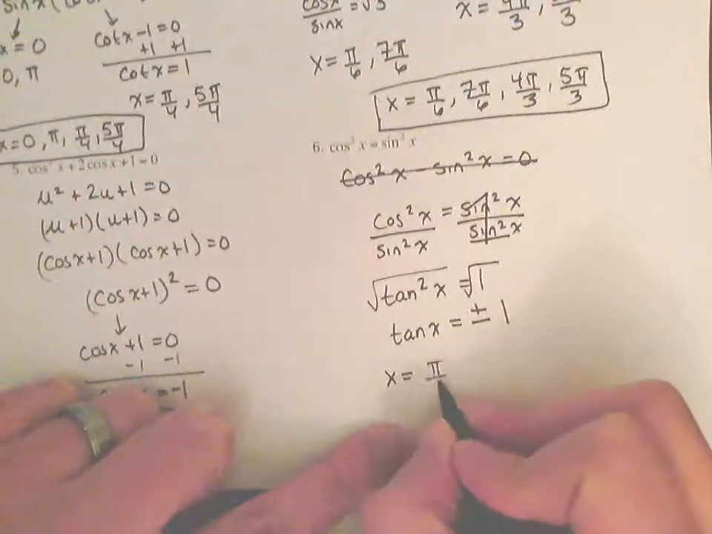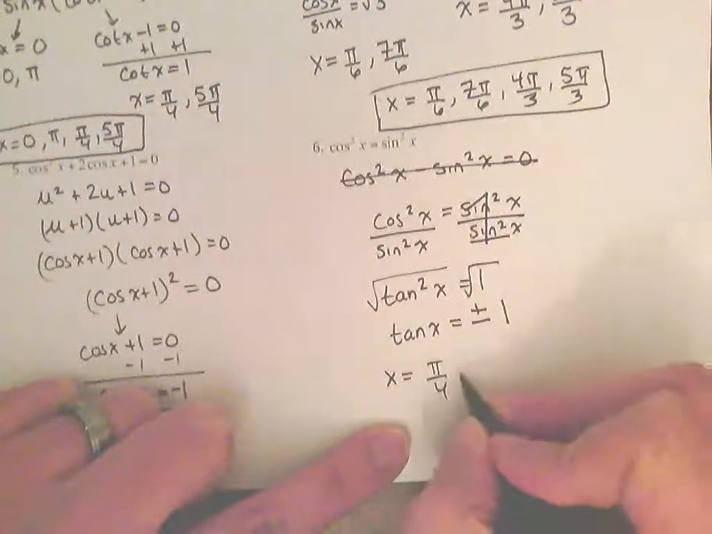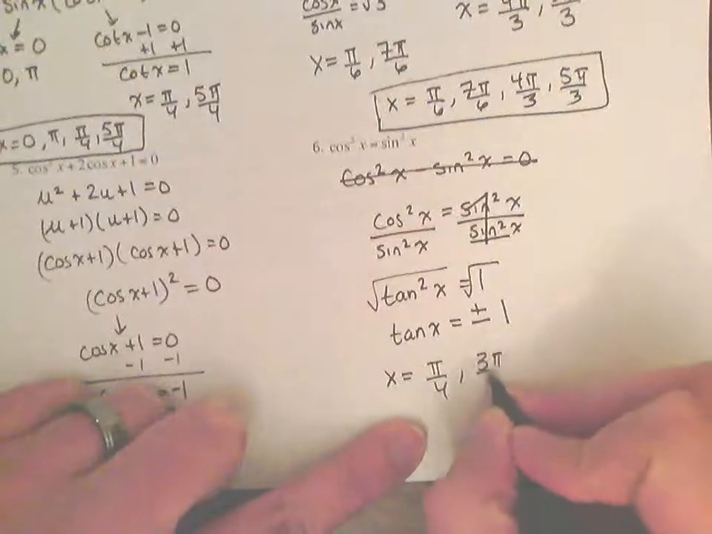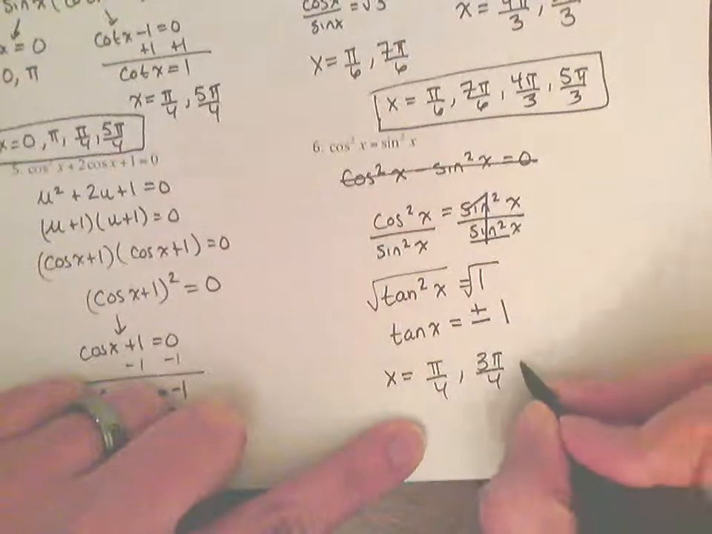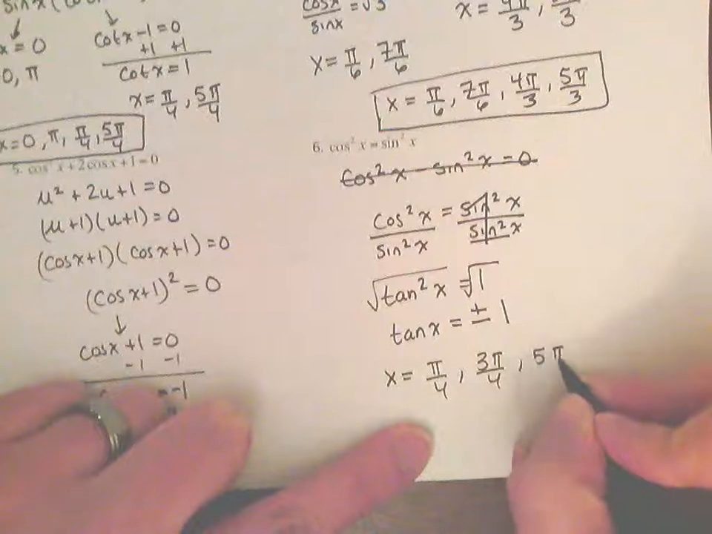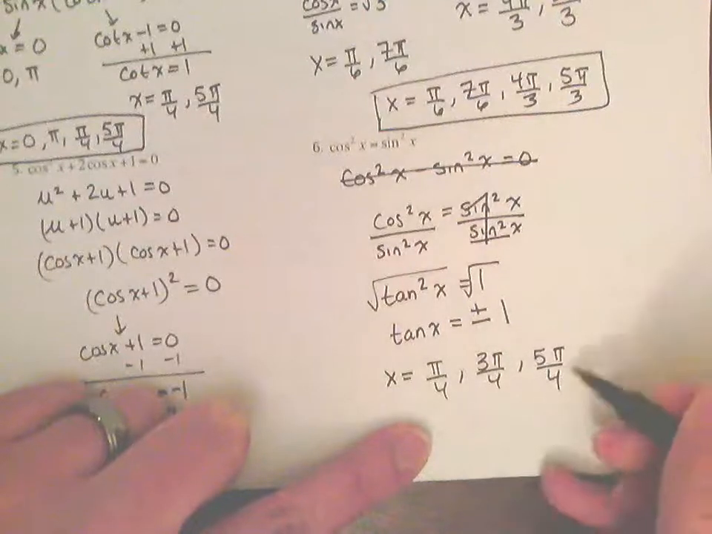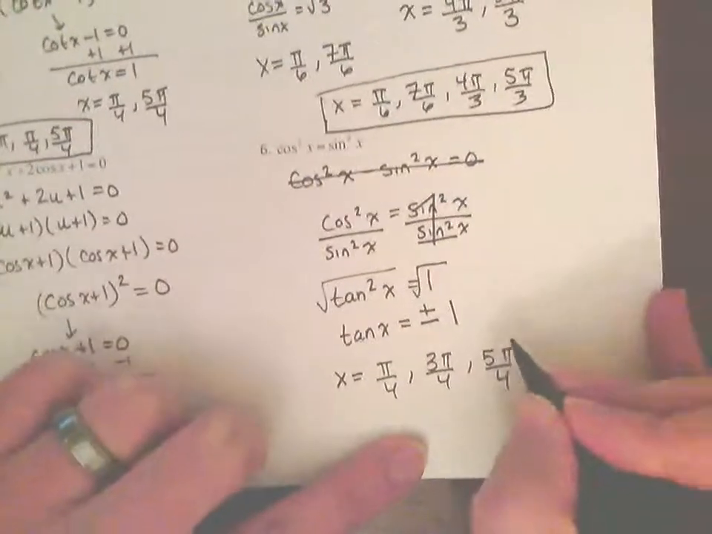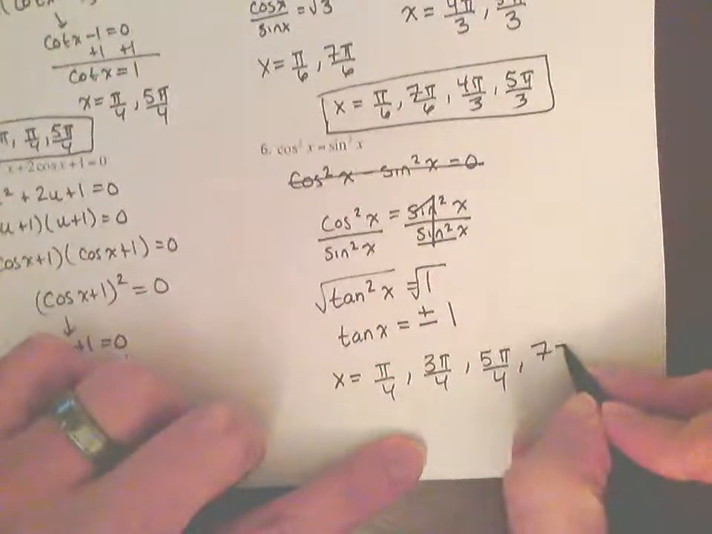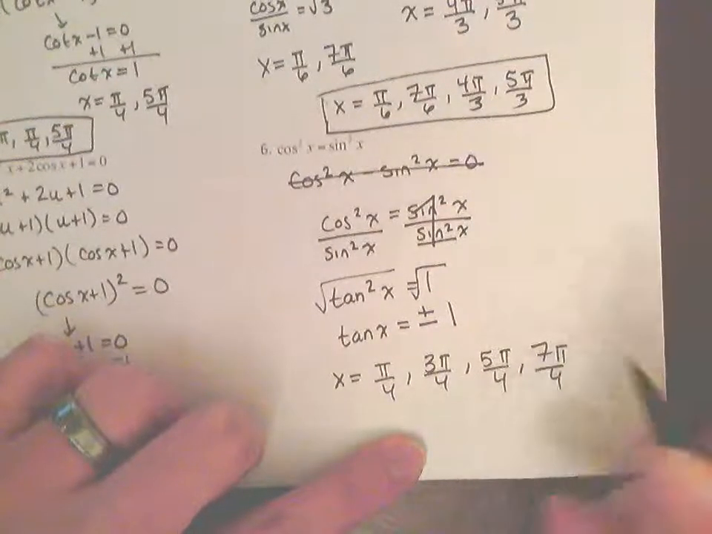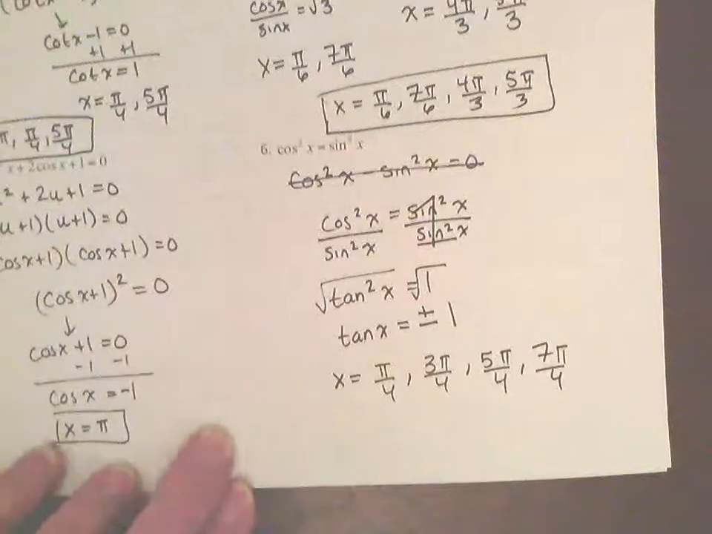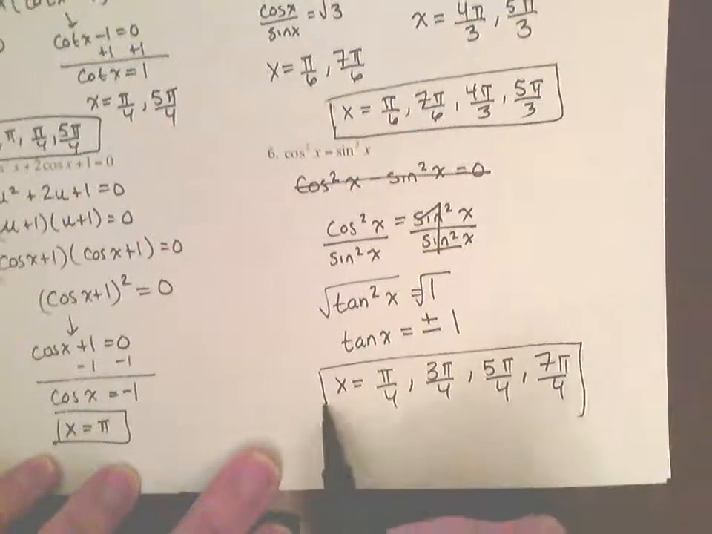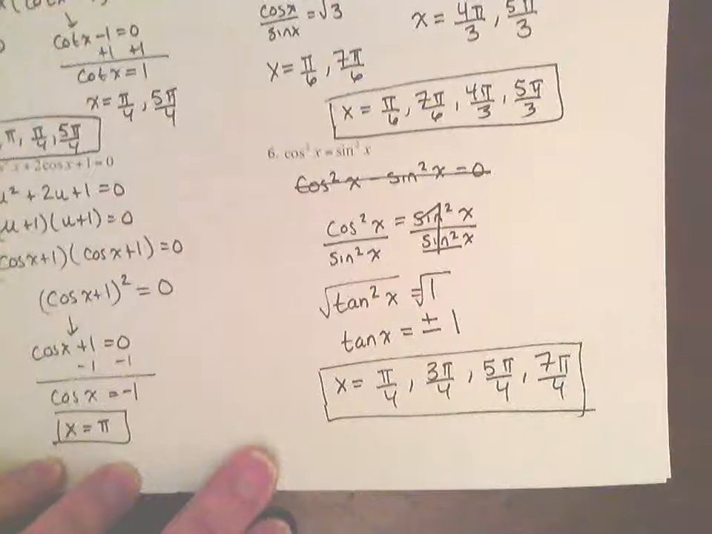So at pi over 4, tan of x is positive 1. At 3 pi over 4, tan of x is negative 1. At 5 pi over 4, tan of x is positive 1. And at 7 pi over 4, tan of x is negative 1 again. So that gives us all of our solutions.